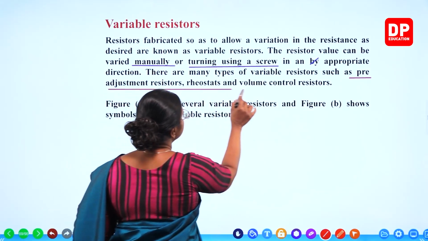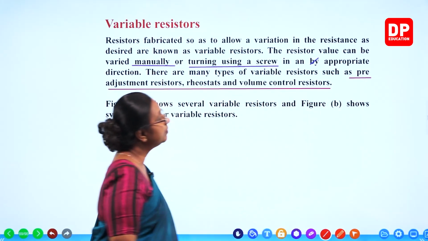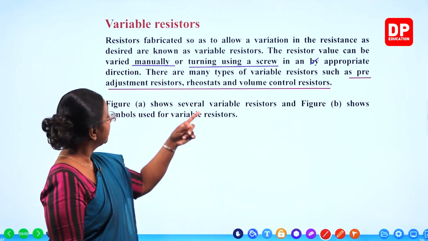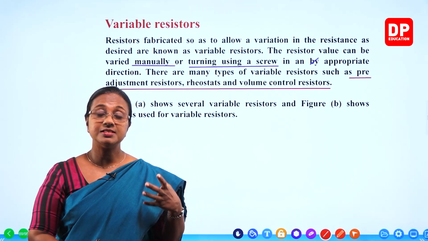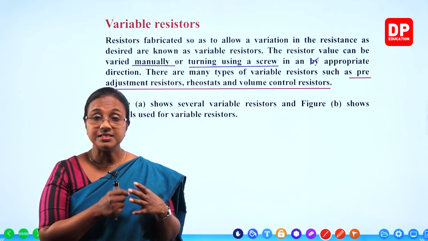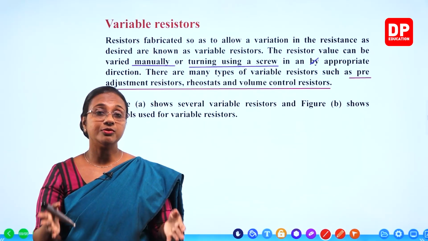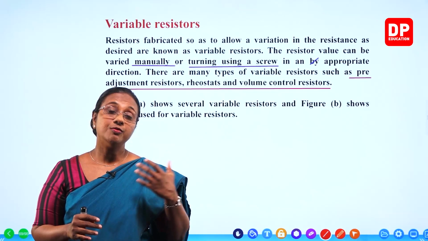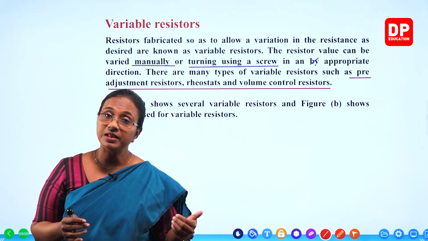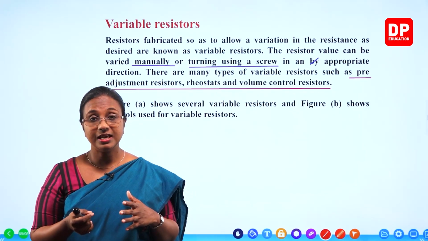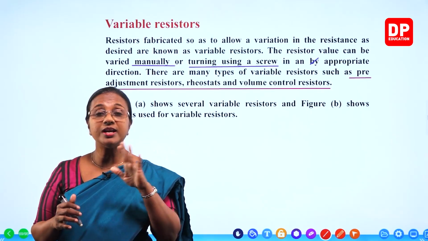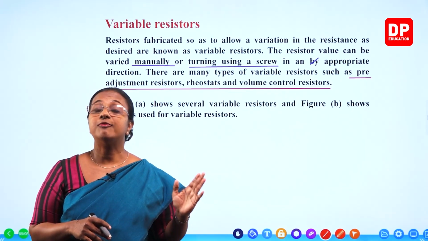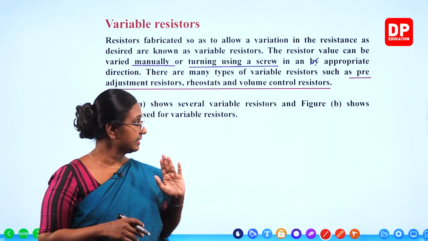Pre-adjustment resistors, rheostats and volume control resistors. Now pre-adjustment resistors, like I said, you have the resistor, you adjust it to a certain value, then you connect it to the circuit. If you want a different value, you remove the resistor, you adjust it again and you can fix it back. Pre-adjustment. So before connecting it to the circuit, you have to adjust the value of the resistor.